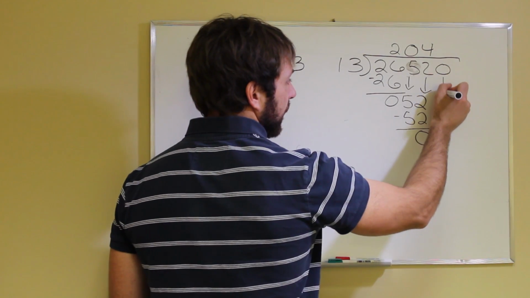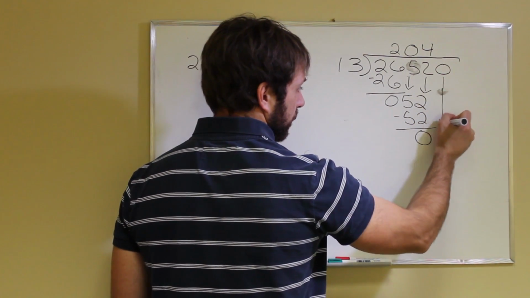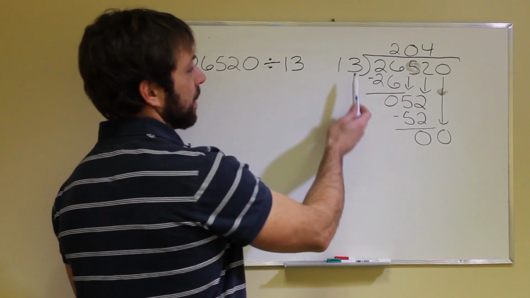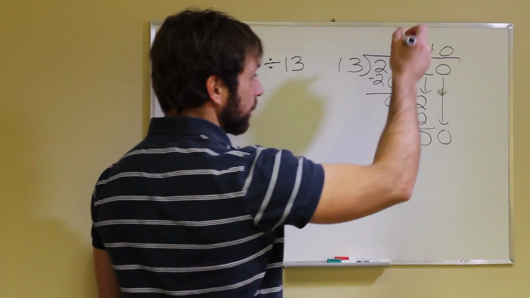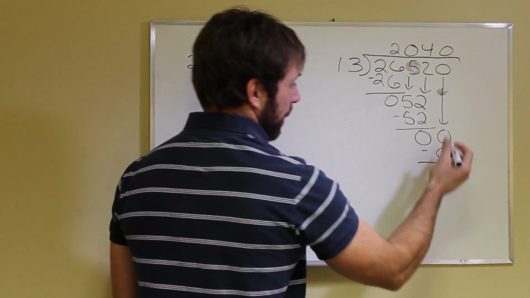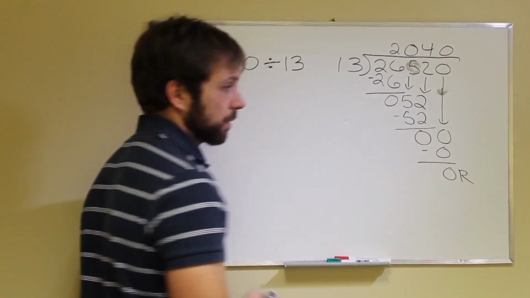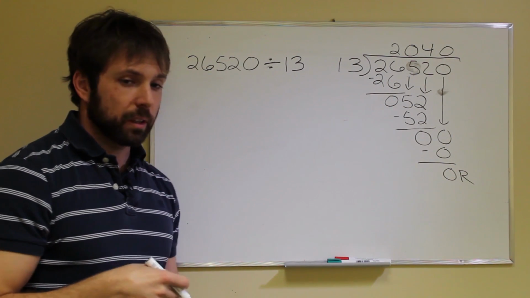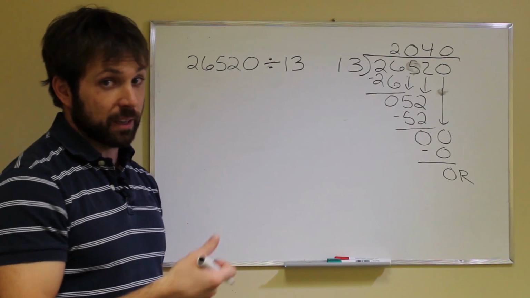We again need to bring down another 0. Again, you have to ask yourself, how many times does 13 go into 0? In this case, it's 0. So 13 times 0 is 0. And then 0 minus 0 gives me a remainder of 0. So the algorithm works. It just looks a little bit different for this specific example.